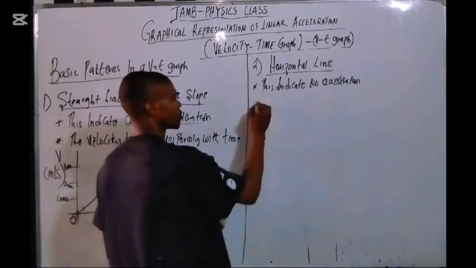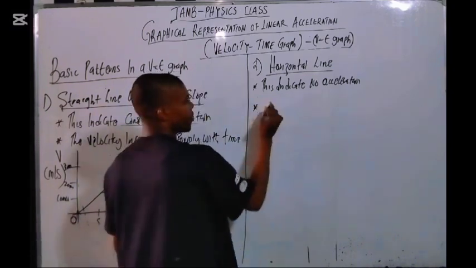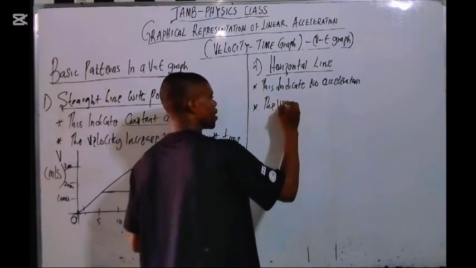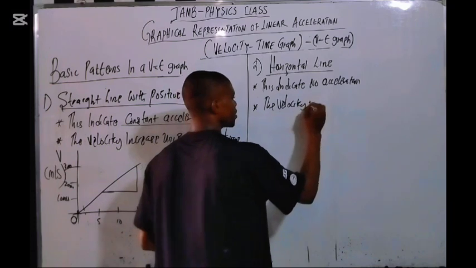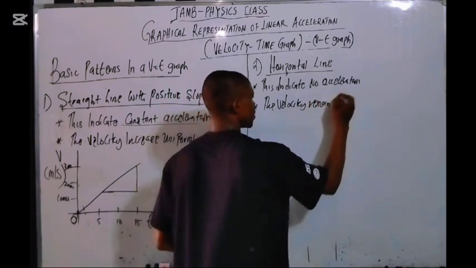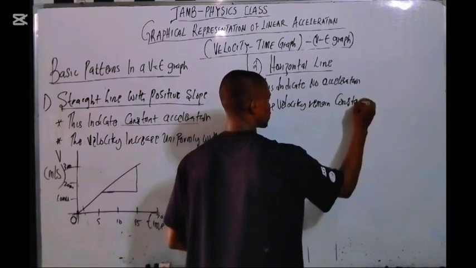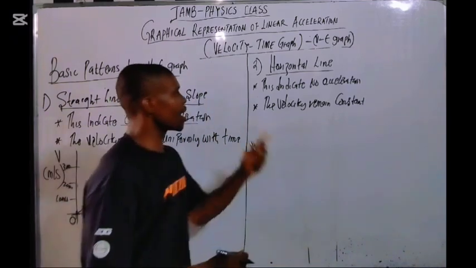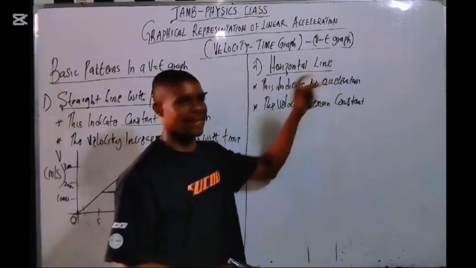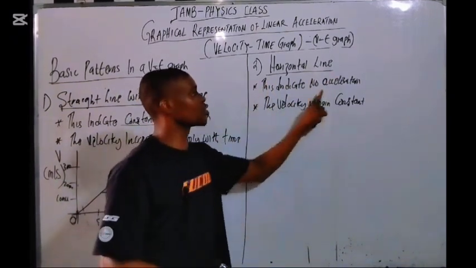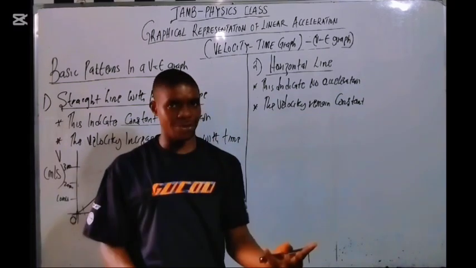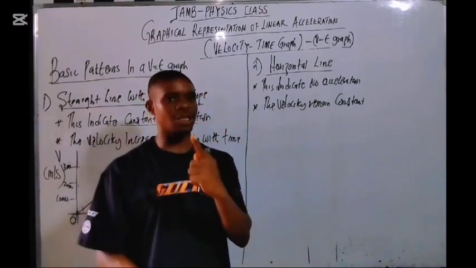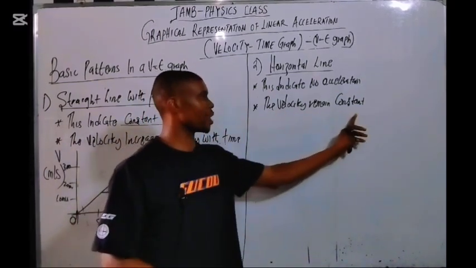The velocity remains constant here. So when it comes to the horizontal line, what we want to understand is that this indicates no acceleration at all. The acceleration is 0. The reason why the acceleration is 0 is because the velocity remains constant.